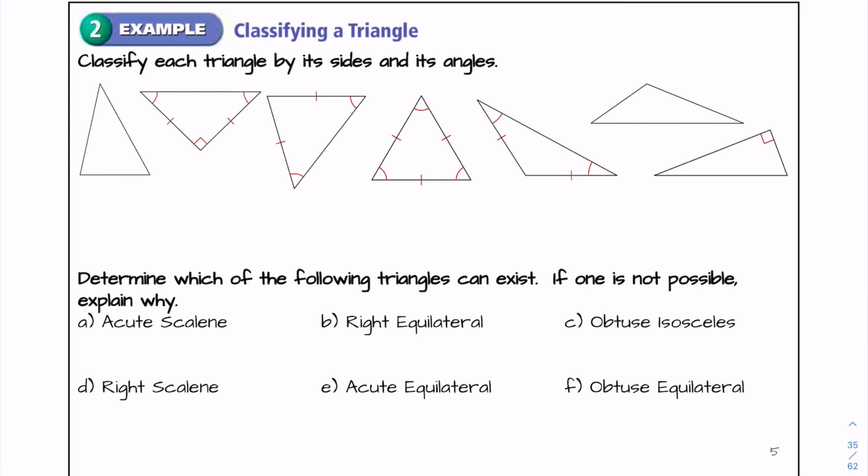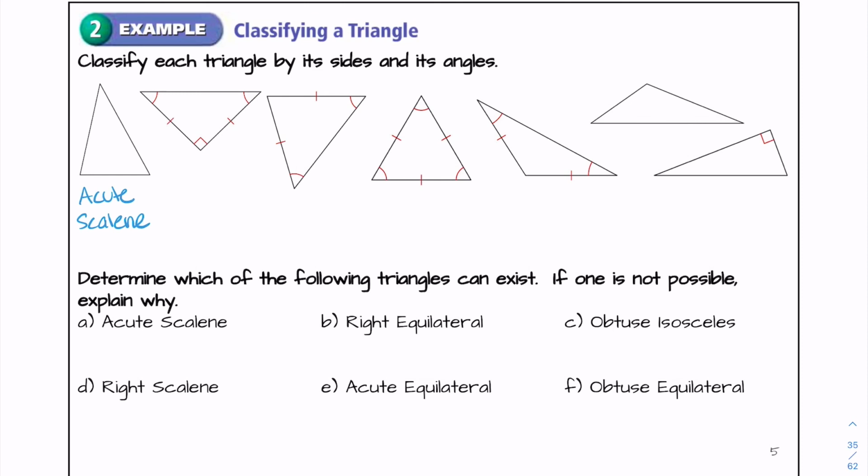So in all of these, we're going to classify them. So this one is pretty easy, this first one. It looks to be acute and scalene, because there's no markings to say that some of these sides are the same length, or some of these angles are the same.